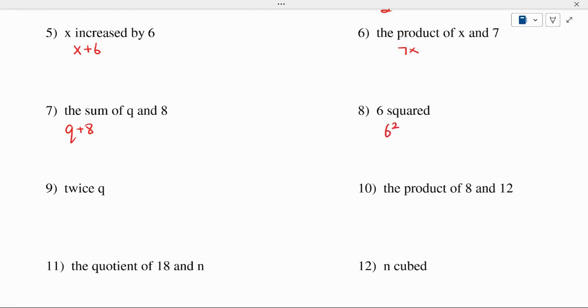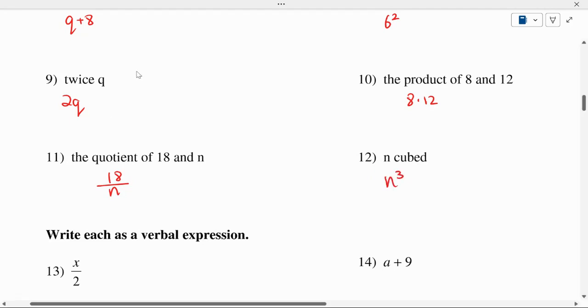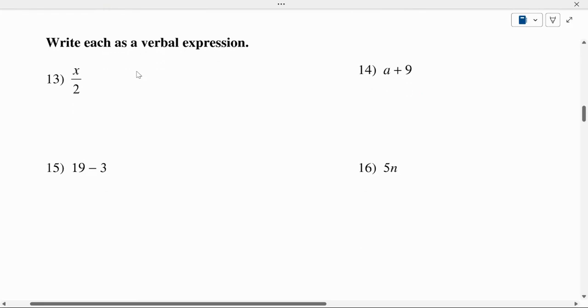6 squared, 6 to the power of 2. Twice q is 2 times q. The product of 8 and 12 is 8 times 12. The quotient of 18 and n would be 18 divided by n. N cubed is n to the power of 3. And now we have to write it as verbal expressions. Usually writing algebraic expressions as verbal expressions would be harder for me, personally, than writing verbal as algebraic. So x over 2 is half of x.